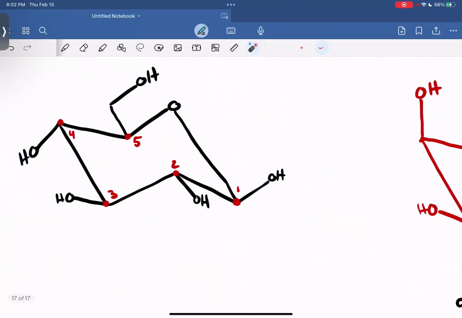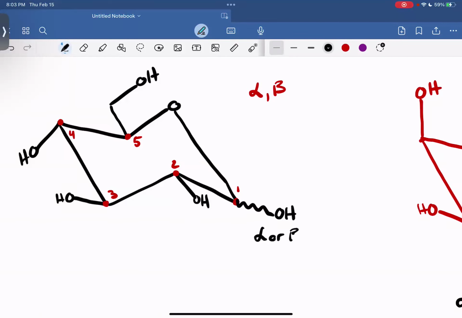And then lastly, a lot of the times when we draw any of our sugars, if it's not explicitly stated alpha or beta, we draw the anomeric carbon with this little squiggly line because it means that it can be an alpha or beta. What we're going to learn shortly in class is that there's a mechanism, and it's actually very easy, but it interacts really well with water or acids and bases, and it switches it back and forth between alpha and beta.